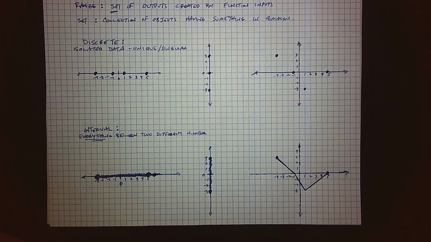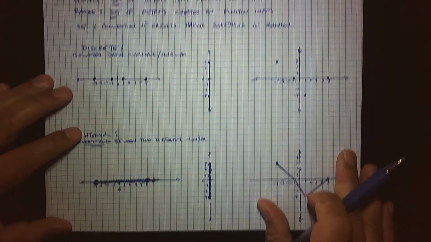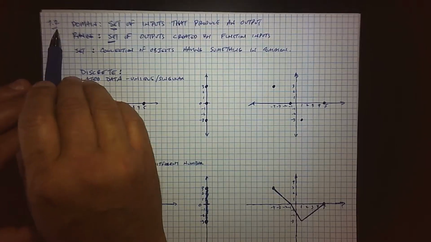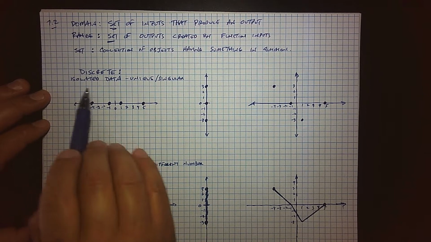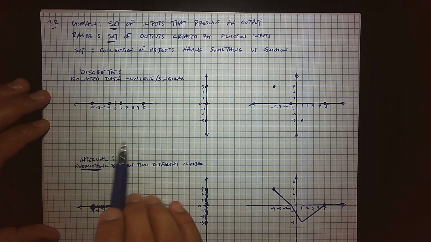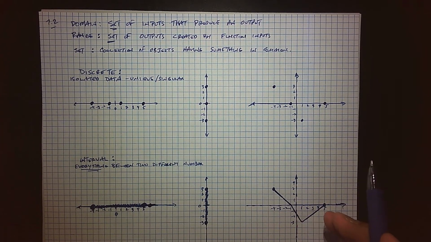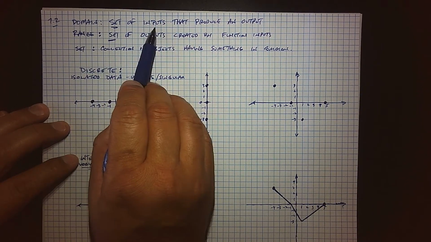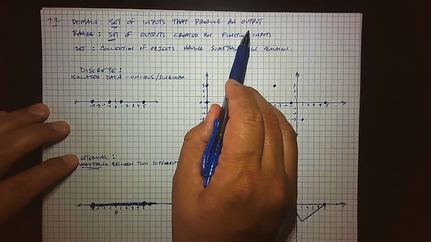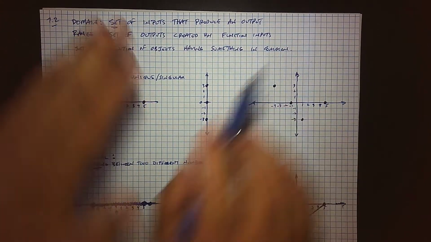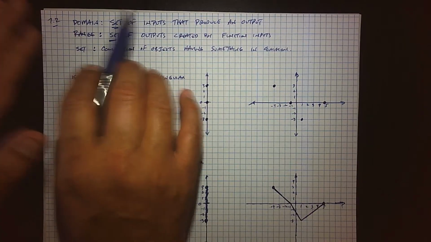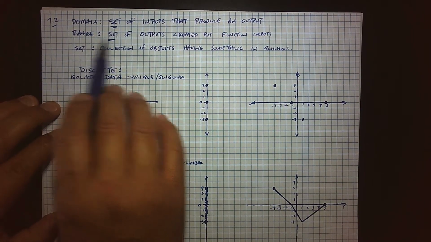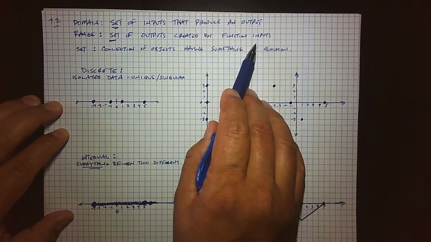In this section 7.2, what we're going to do is focus a little bit more on the domain and range. So let's look at their definitions, and then we'll take a look at some situations and slowly start building how we represent these sets. So again, a domain is a set of inputs that produce an output. Our function is an input-output system, so whatever values we can put in represents our domain. The range is a set of outputs created by the function inputs.